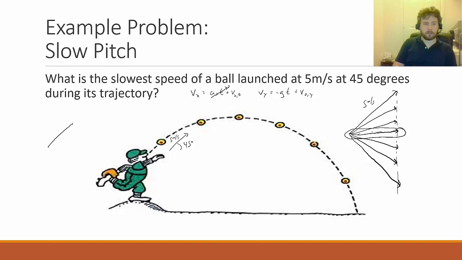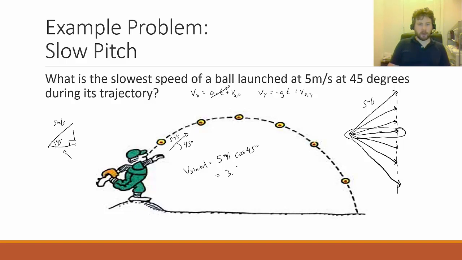We have a triangle, 5 meters per second. We want this distance right here. The right triangle, this is 45 degrees. And so the slowest speed is just going to be that 5 meters per second times cosine of 45 degrees, because remember cosine is the adjacent over hypotenuse. And you plug that in, and you just get 3.54 meters per second. So the slowest it ever moves is about 3.5 meters per second.